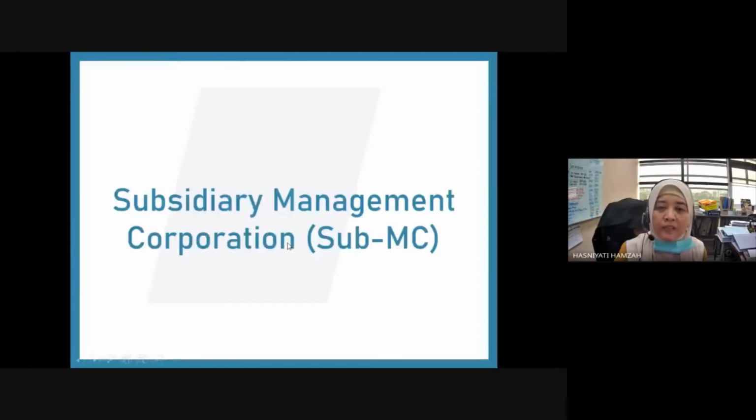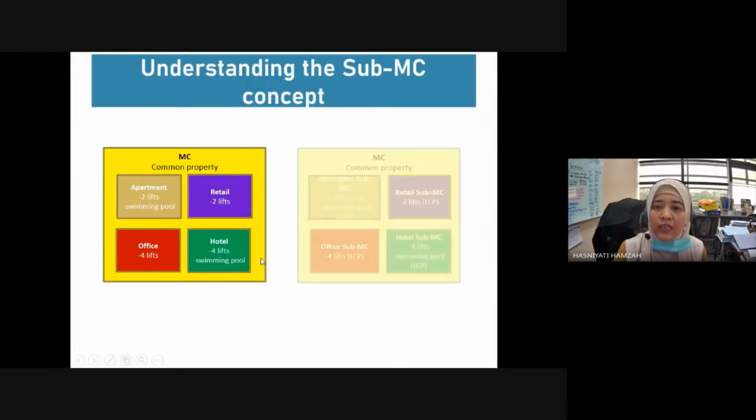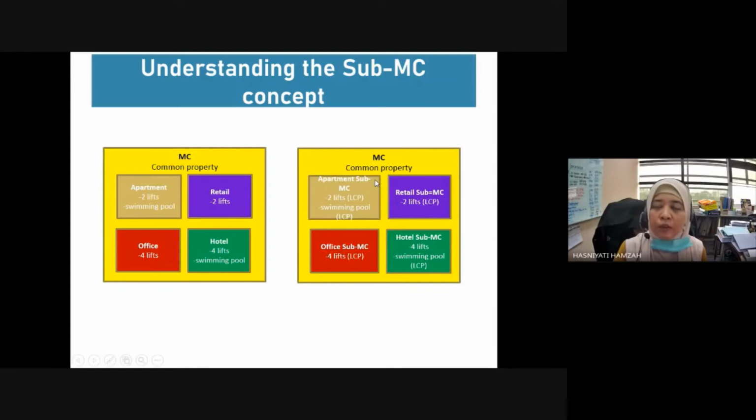So that's why the sub-MC is established. To allow limited common properties to be created. We call it created. The correct term is to be designated. To be designated. And later on, for the sub-MCs to take care of their own limited common properties. So meaning they have to collect their own service charge.